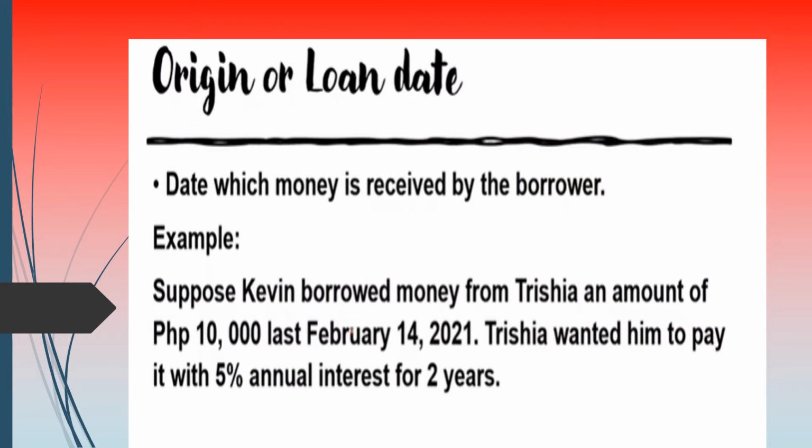Origin or loan date. By definition, date in which money is received by the borrower. Example, suppose Kevin borrowed money from Trisha an amount of 10,000 pesos last February 14, 2021. Trisha wanted him to pay it with 5% annual interest for 2 years. In this example, the loan date here is February 14, 2021.